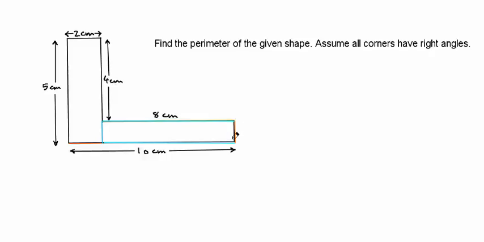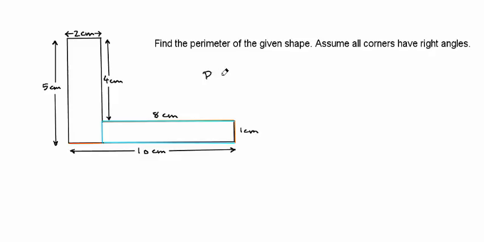In the same way, you could say that if all of this is 5 centimeters in length and this much is 4, therefore this much has to be 1 centimeter. And if this is 1, this is also 1. So we have a 1 centimeter over here. And now that you know the lengths of all the sides, you can go ahead and find the perimeter.